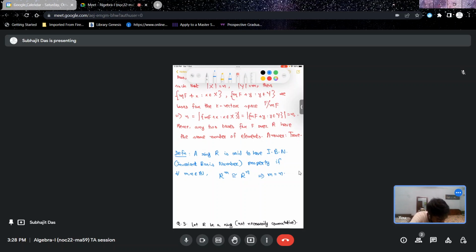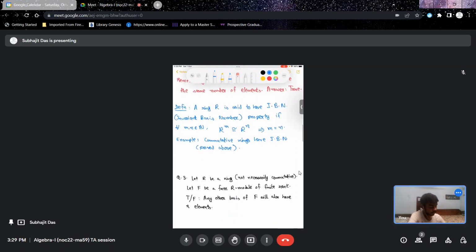And what we just proved is that commutative rings have the IBN property. So as an example, commutative rings have IBN, proved above. This is what the above exercise was all about. So this is the infamous invariant basis number property. So let's move on to the next problem.